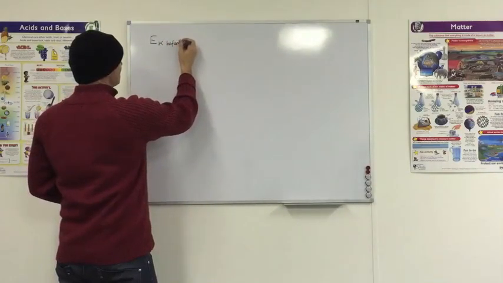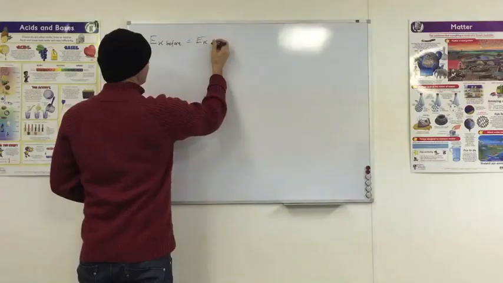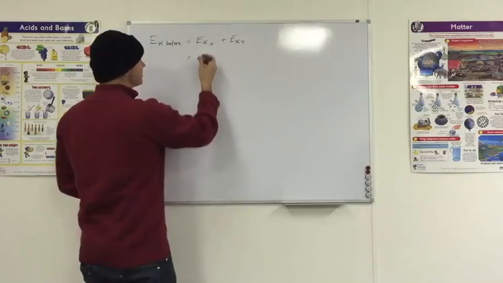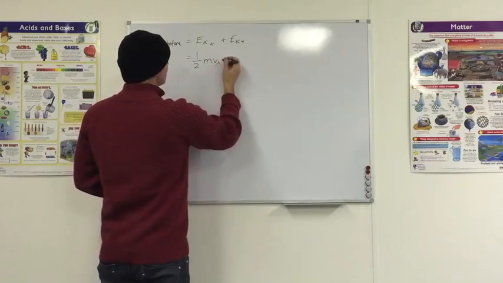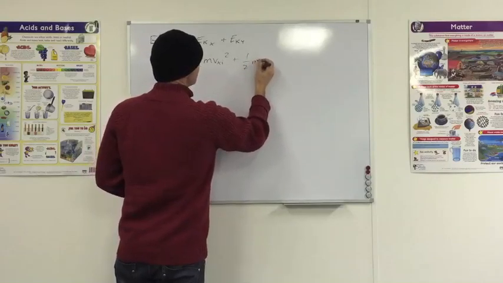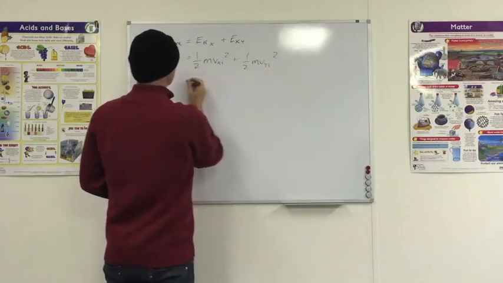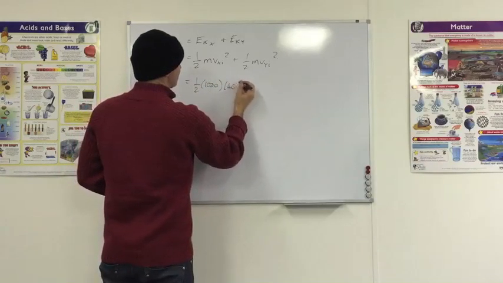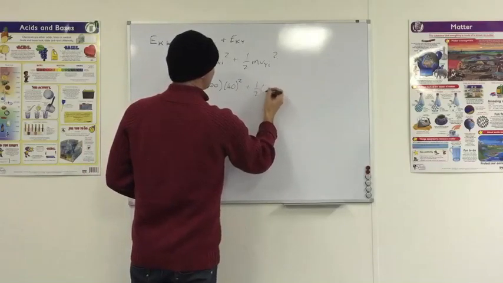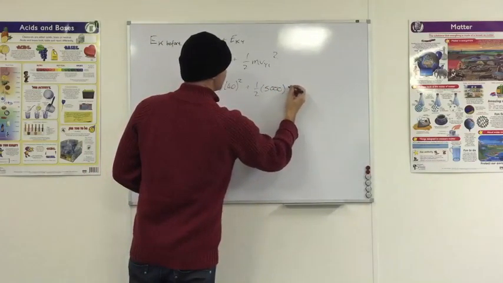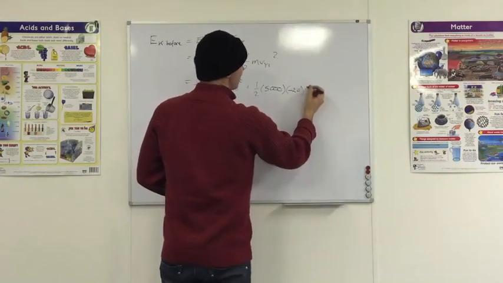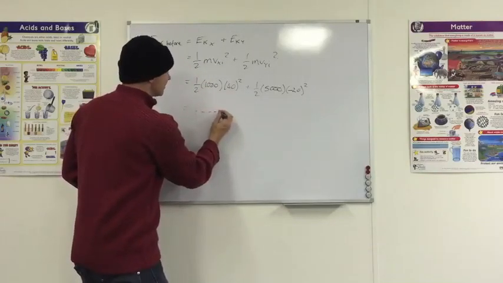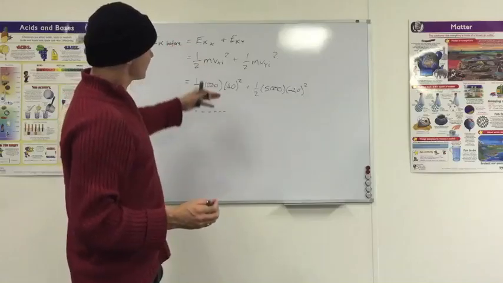EK before equals EK of X plus the EK of Y. And then you can just sub in the values that we know. Well, let's keep it in algebra to start with. So half mv squared for both vehicles, half of 1,000 times 40 squared plus half of 5,000 times minus 20 squared. As you can see, the minus doesn't really make a difference because it's squared out. And then you work that all out. I'm not going to bother to do that. That would give us the before.